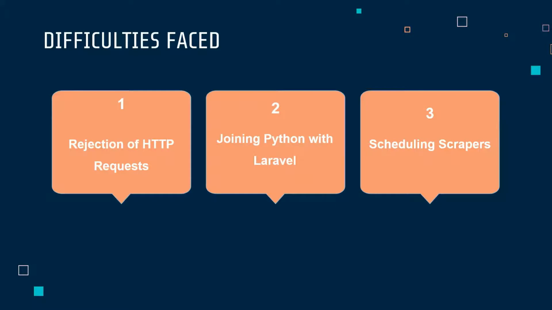Another issue was JavaScript websites. I needed to use Selenium WebDriver. The third one was I needed to check the robots.txt to see if the bot was allowed to crawl through the website just to be legal. The fourth one was the joining of the Python and the Laravel project. I had to create an API for that.